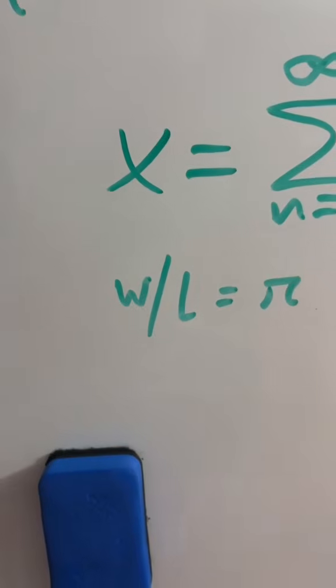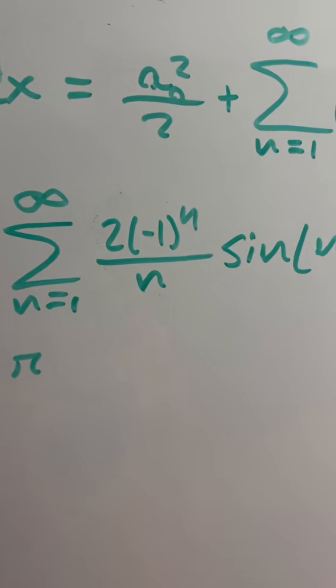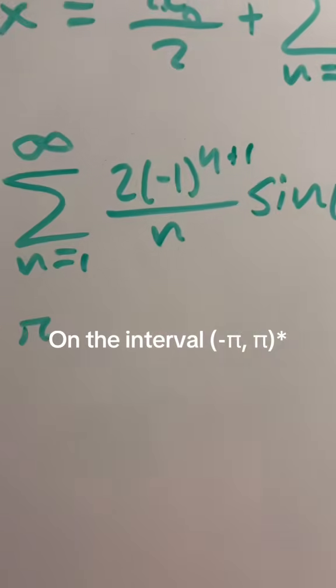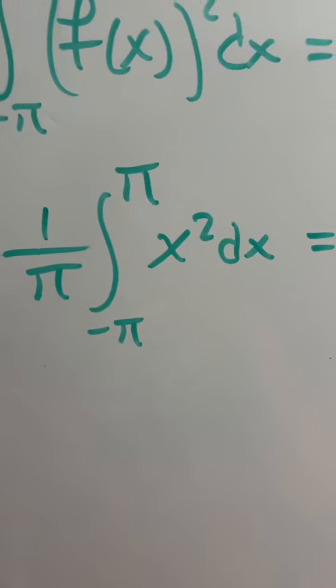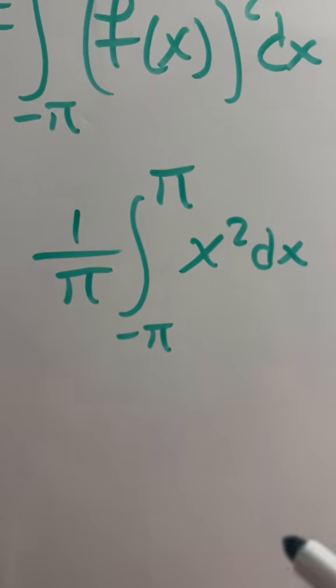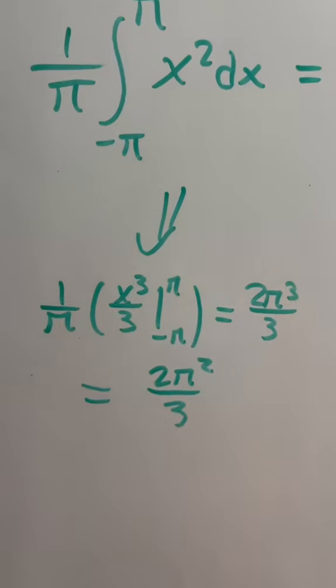Recall that with L equal to pi, we showed that x is actually equal to the infinite summation from n equals 1 to infinity of 2 times negative 1 to the n plus 1 over n times sine of nx. So let's just plug it into the identity. 1 over pi times the integral from negative pi to pi of x squared dx. We know that this integral is pretty trivial. It equals 2 pi squared over 3.